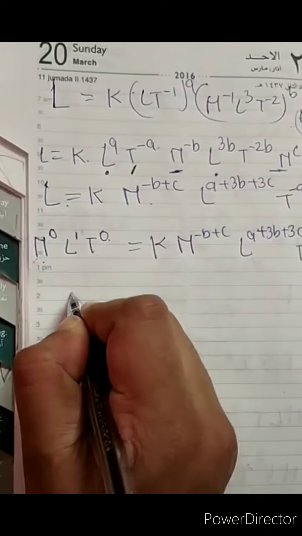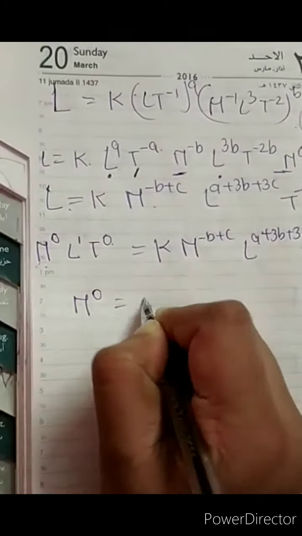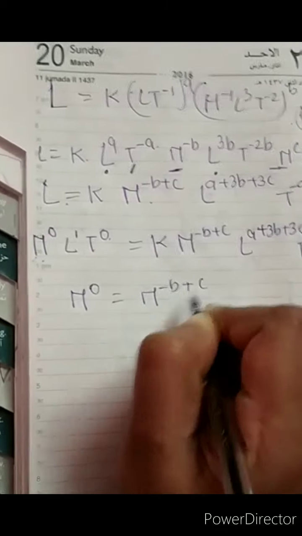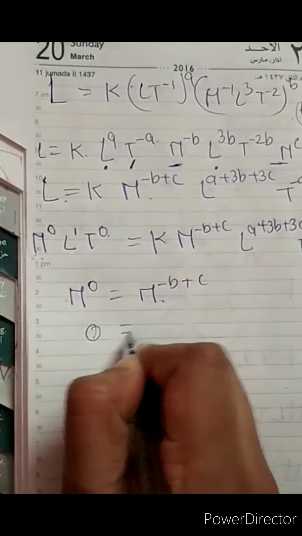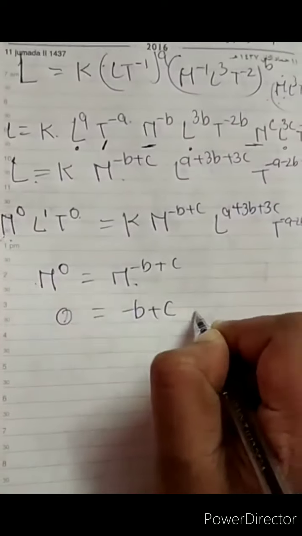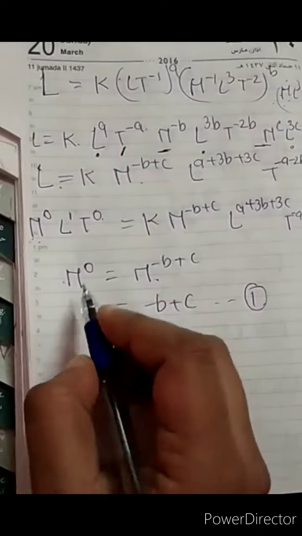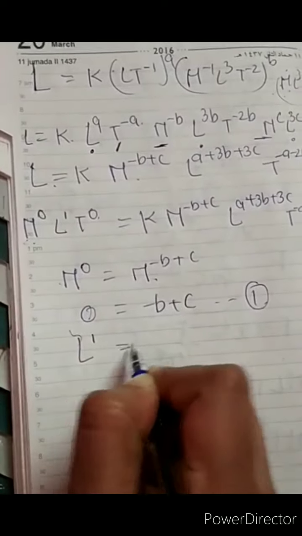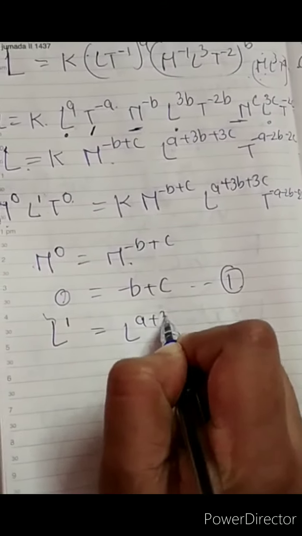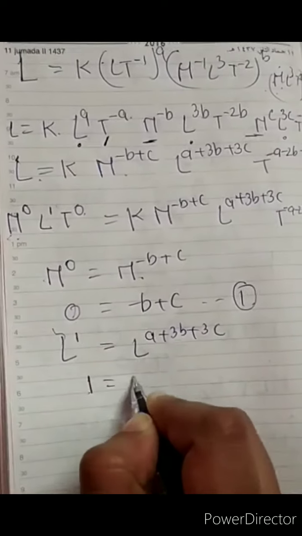Now compare both the sides. Here we have M⁰ equals M to the power minus b plus c. Same base, so the powers can be compared. Put this as equation 1: L to the power 1 is equals to L to the power a plus 3b plus 3c. Compare the powers.